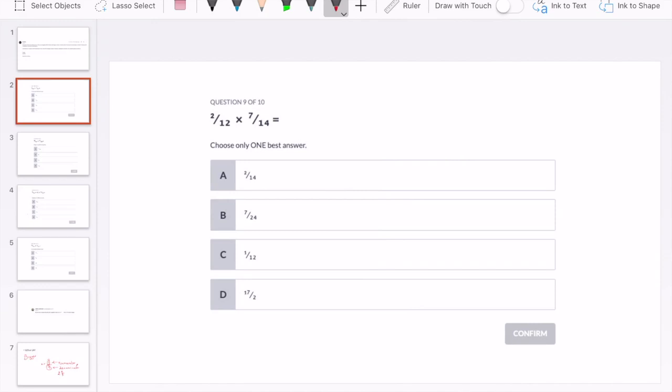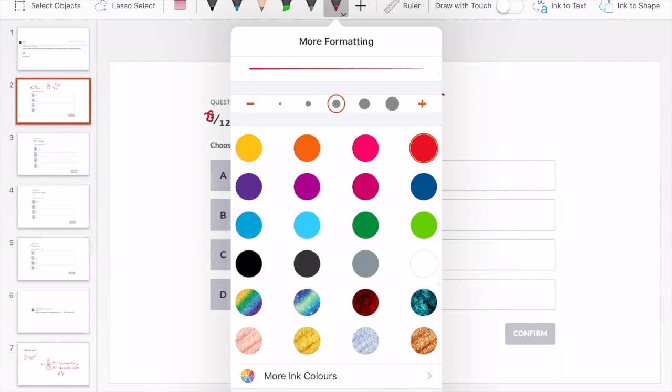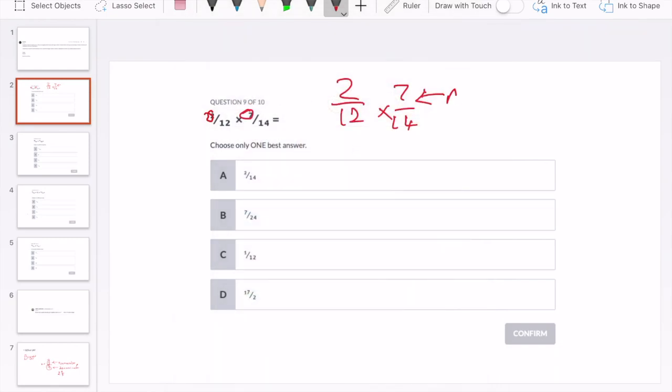Right, so we need to know what our numerator is and what our denominators are as well. Numerators are the top number. So we've got 2 over 12 times 7 over 14. This one here is your numerator. That's worth knowing. And the bottom number is called the denominator.